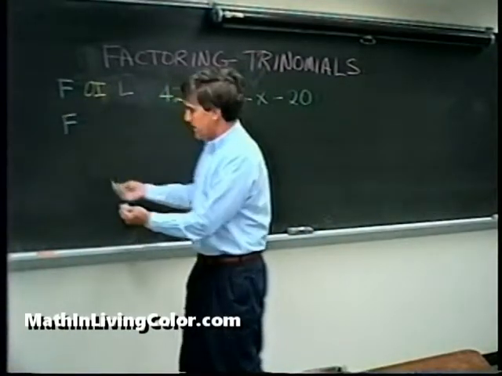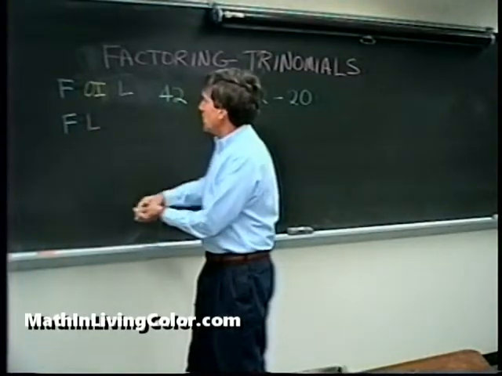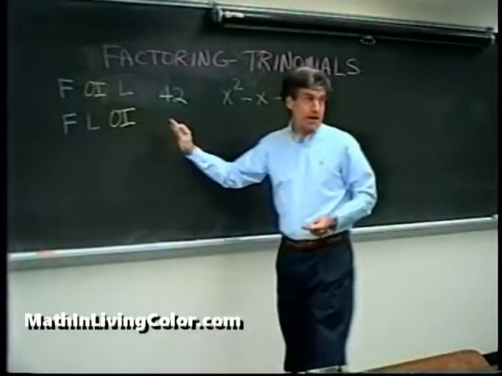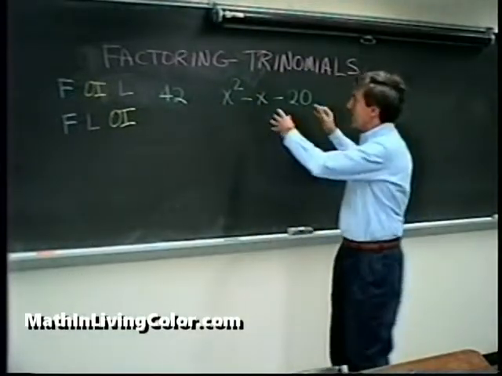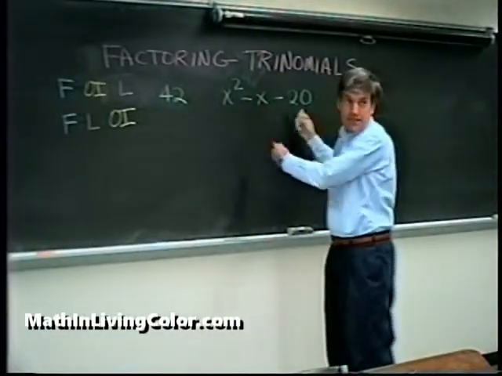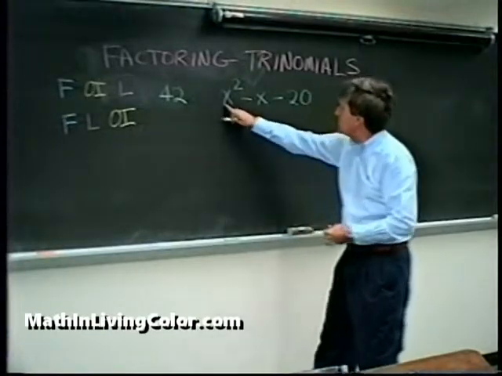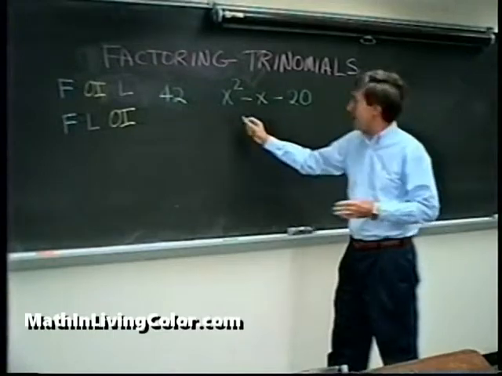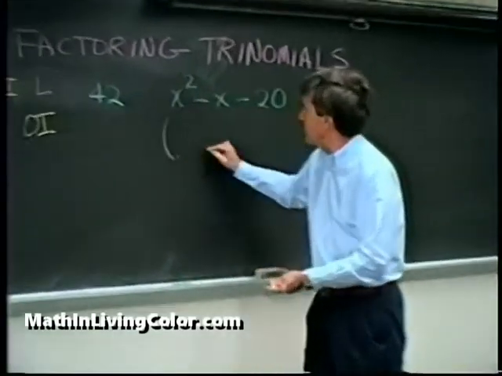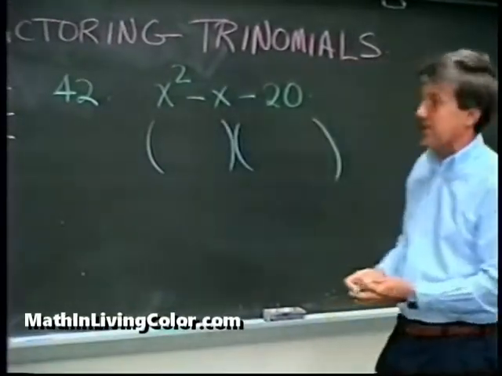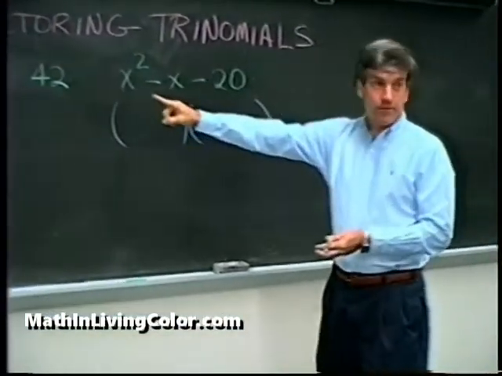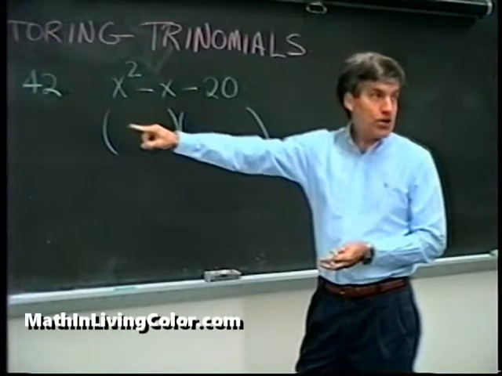F, and then what? L-O-I. Now, why are we making it F-L-O-I? Because we're kind of going to have to do this differently. We're going to assume that this is going to be 3 terms, and if it factors, we're going to have 2 sets of parentheses. So we can start off with 2 sets of parentheses like that. Now then, the F tells you first times first.